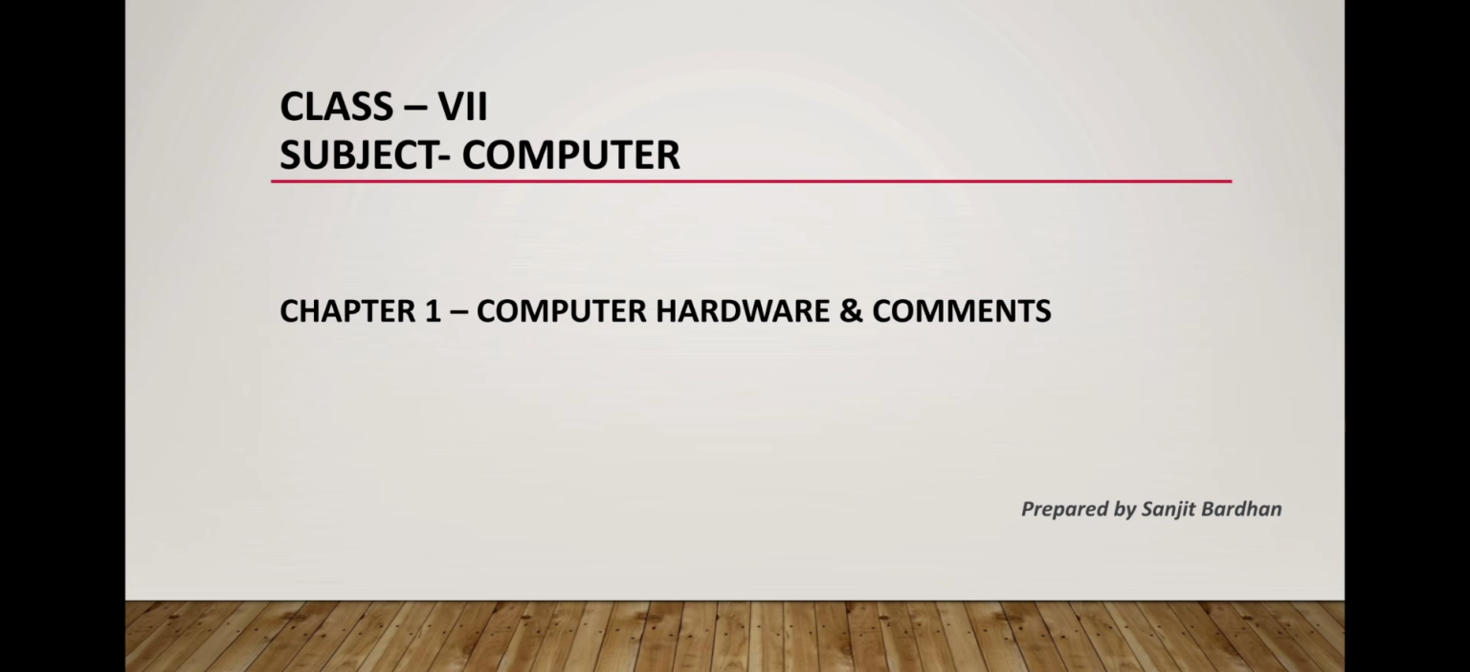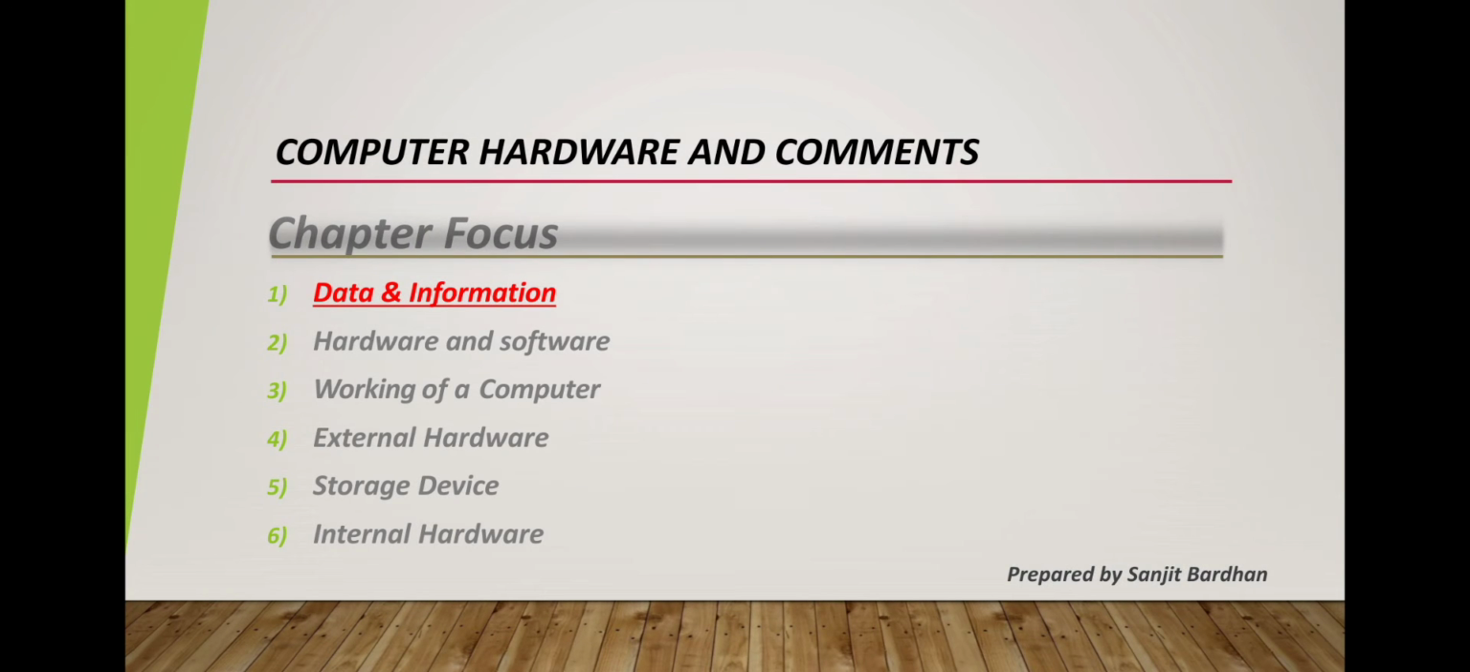So let's start. Here is the main content of this chapter. Number 1, data and information. Number 2, hardware and software. Number 3, working of a computer. Number 4, external hardware. Number 5, storage device. Number 6, internal hardware. Today I am going to discuss the short topic, which is data and information.